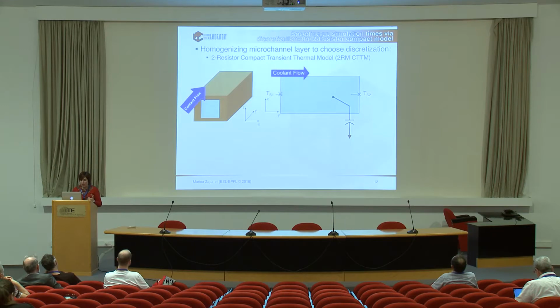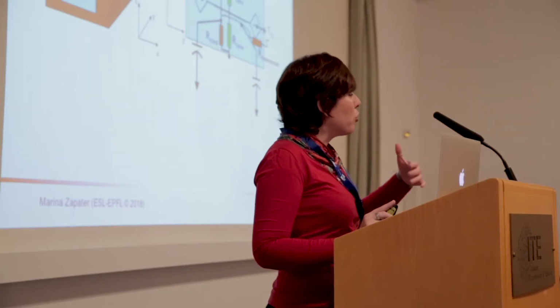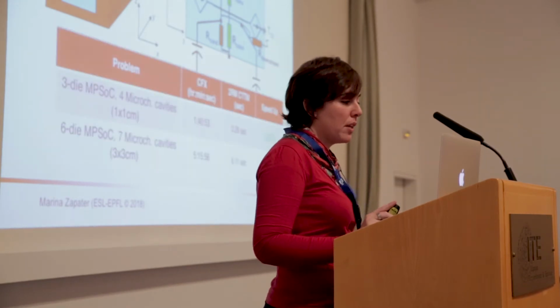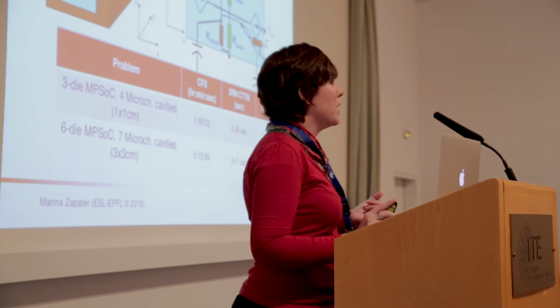So basically, what we call this is a two-resistor compact transient thermal model, which means instead of simulating each cell with 4 resistances as we were doing before, what we are doing now is just simulating the coolant flow with 2 resistances instead of 4, okay? And then we need to add some other things, but basically we were drastically reducing the computation time, meaning that we were able to get really nice speedups.